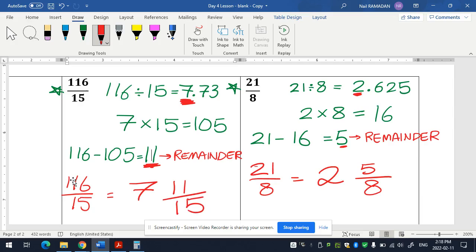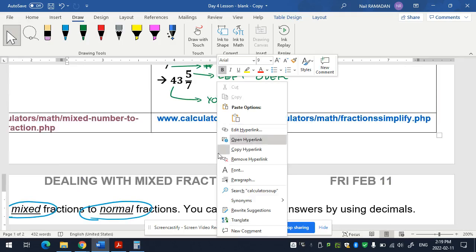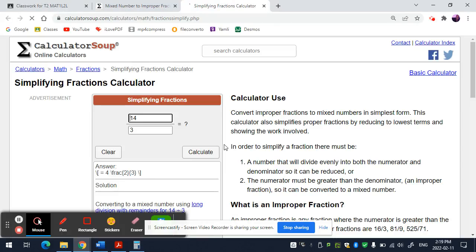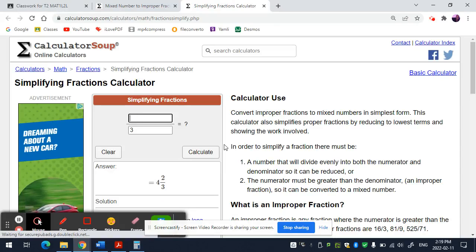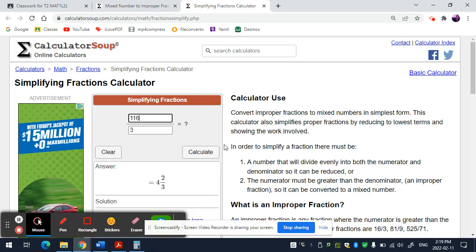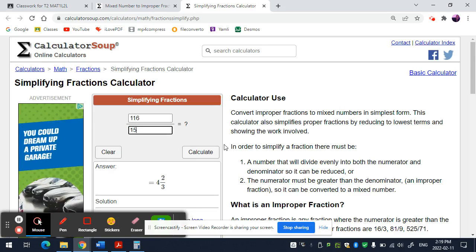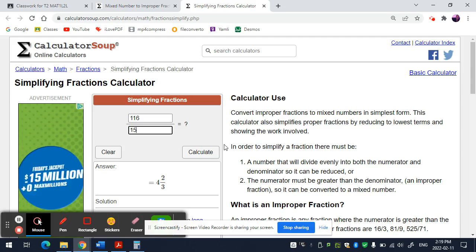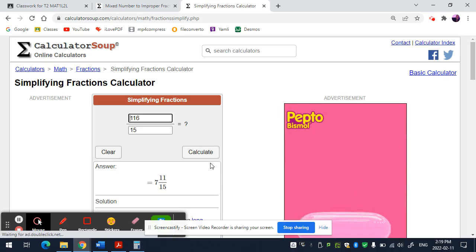Oh, by the way, everyone, eyes on the screen. I gave you another website. This website does the reverse, though. They're good to check. There we go. So we did 116 over 15 people. All right, let's see if we get 7 and 11 over 15. We will get that for sure. 7 and 11 over 15.